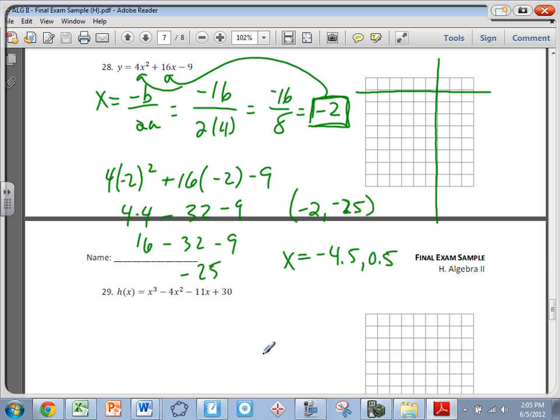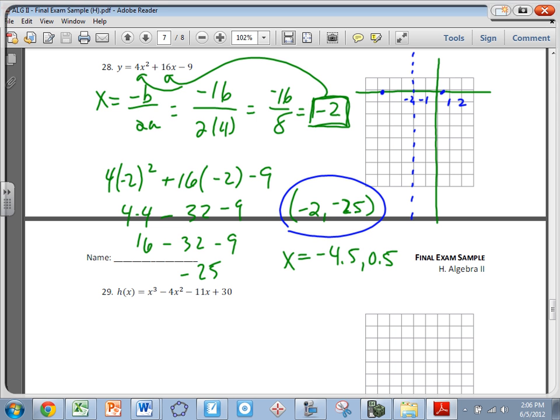Okay, so let's see, I'm going to put my roots first. That 0.5 is right here. Negative 1, 2, 3, 4, 0.5. Again, I'm going by ones here on the x-axis. Okay. The axis of symmetry goes through negative 2. That's right here. But now I need a vertex down at negative 25.